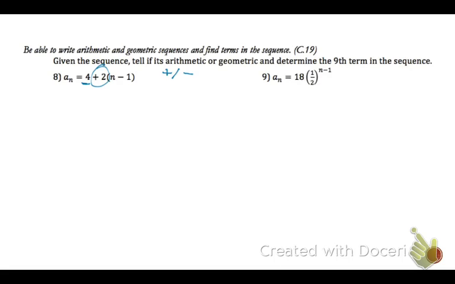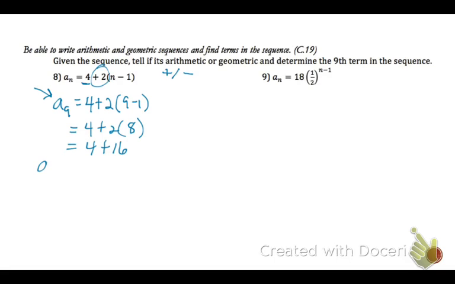So I can plug in 9 for n, and that will help me find the 9th term. So that's what this means. We are finding the 9th term. So 4 plus 2 times 9 minus 1, or 4 plus 2 times 8. So the 9th term in this sequence is 20. And that is an arithmetic sequence because it follows a linear pattern. 2 is being added each time.